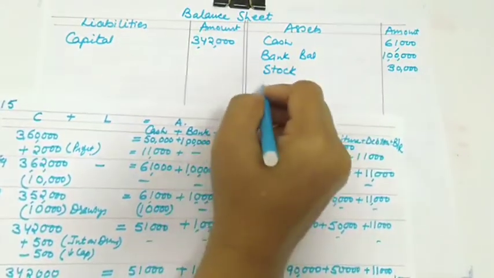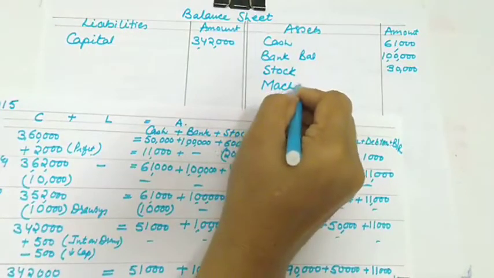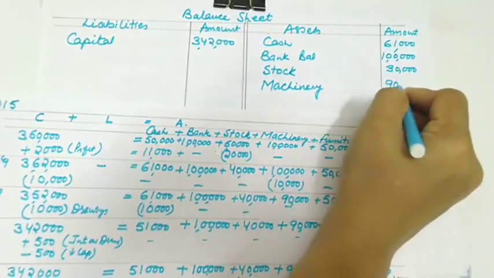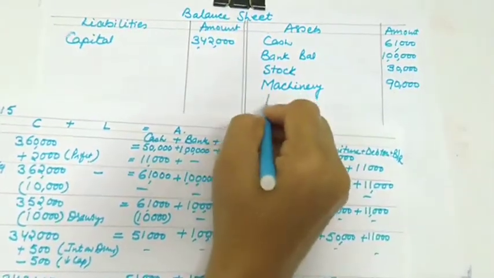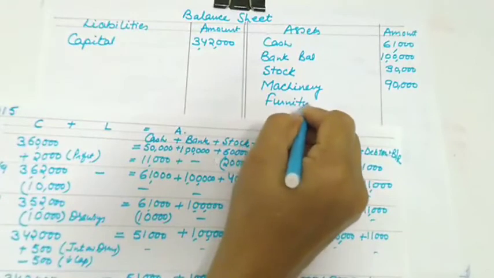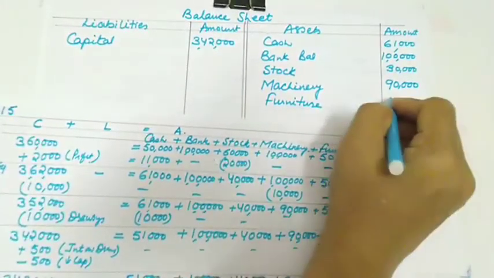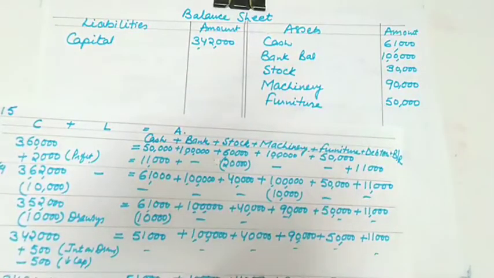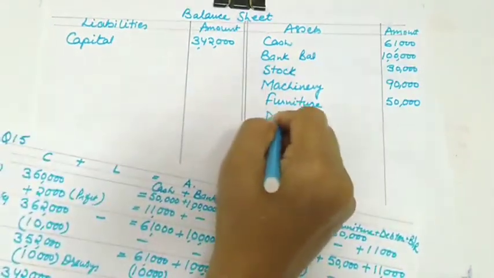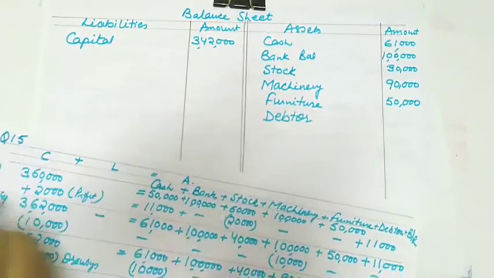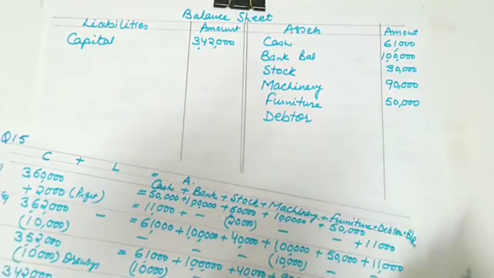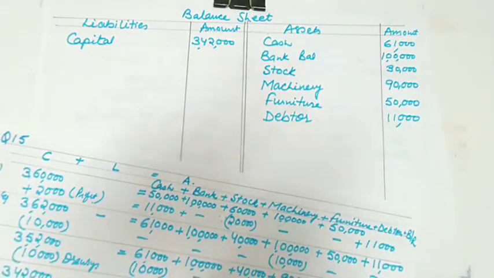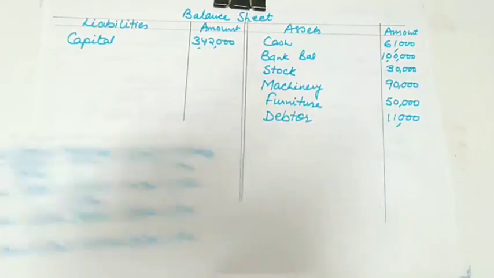And then machinery, it's very easy to prepare the balance sheet. Machinery is 90,000. And after machinery, you have furniture. The value of furniture is as it is, no change, 50,000. Then there is a debtor. The value of the debtor is 11,000. So that's it. 1, 2, 3, 4, 5, 6. So we have recorded 6 items.